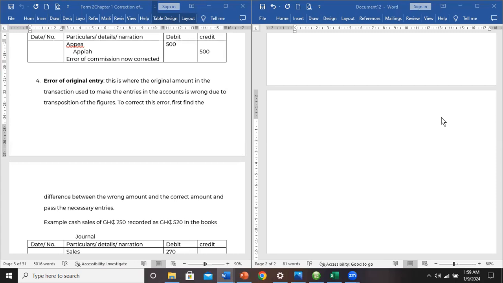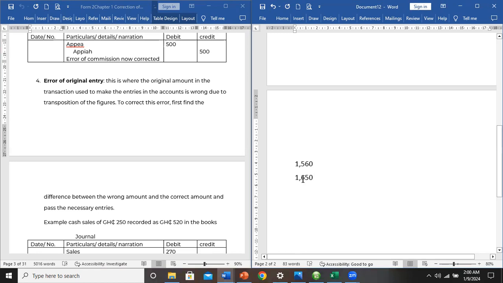Okay, so we say that this error occurs when the amount used to pass the double entry is wrong due to transposition of figures. I think last time I was trying to explain what transposition of figures is. So for instance, if you have 1,560 and you end up entering 1,650, then you have transposed the position of the 6 and 5. You have changed their position. That's what transposition means. Okay, so we say that the accountant used the wrong amount because he transposed some figures.